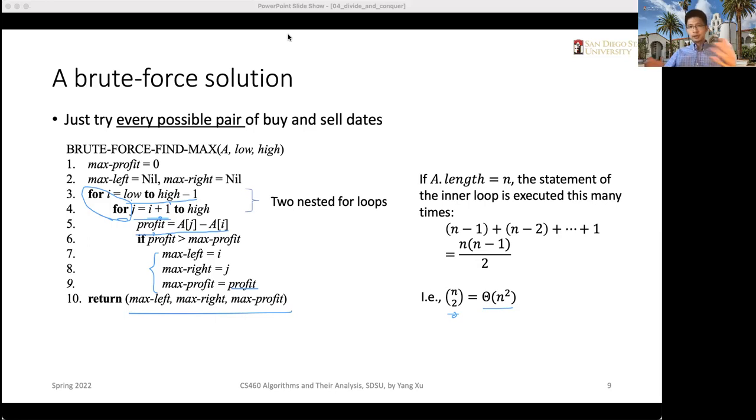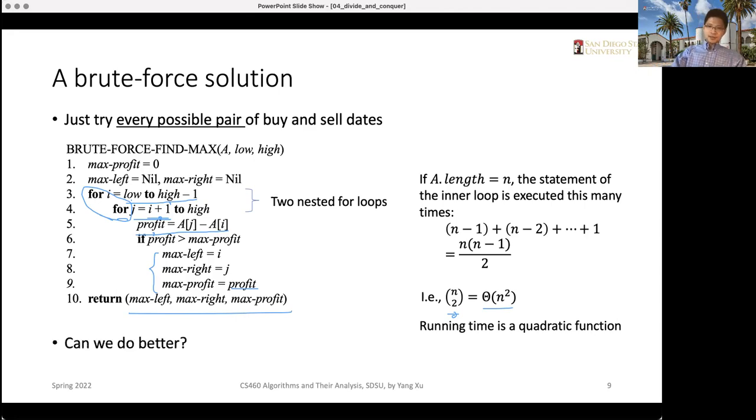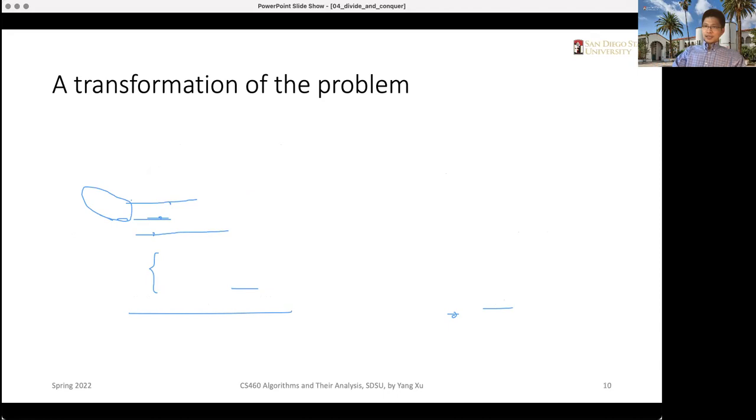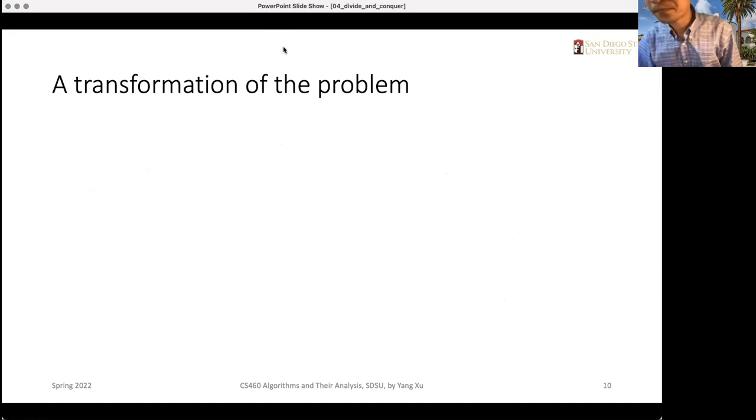So that is not ideal, right? Because we know that a quadratic running time algorithm can be really inefficient when the input grows really big. So we need to think about whether there's a way to further optimize the problem. Ideally, we want something that can run in logarithmic running time. In order to achieve the goal, let's have a little transformation of the problem.